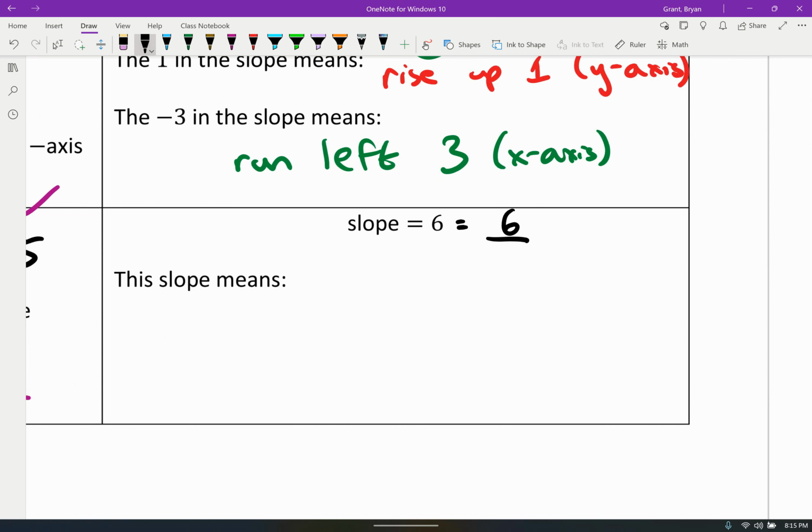You can write any number as a fraction just by dividing it by 1.